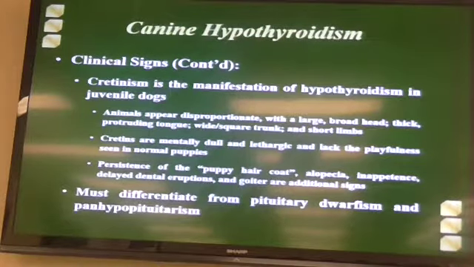And again, you have to differentiate from pituitary dwarfism and panhypopituitarism. Pituitary dwarfism by itself, they're going to have the same relationship as far as being small all over. Okay, not going to be disproportionate. Whereas with panhypopituitarism, that could wipe out everything. So you should see a more broad range of clinical signs if that's what's causing the problem.